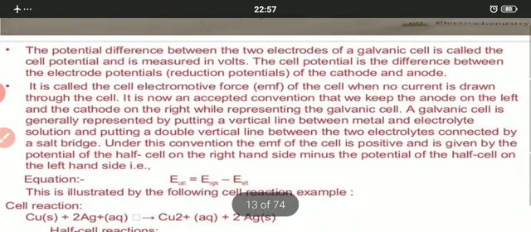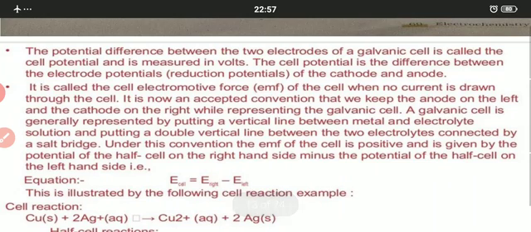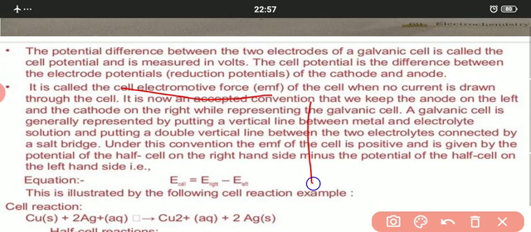The potential difference between two electrodes of a galvanic cell is called cell potential and it is measured in volts. The cell potential is the difference between the electrode potentials of cathode and anode. It is called the cell electromotive force, EMF. The potential difference between two electrodes is known as EMF also.